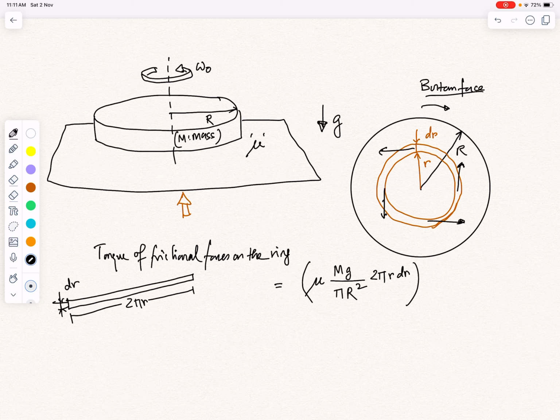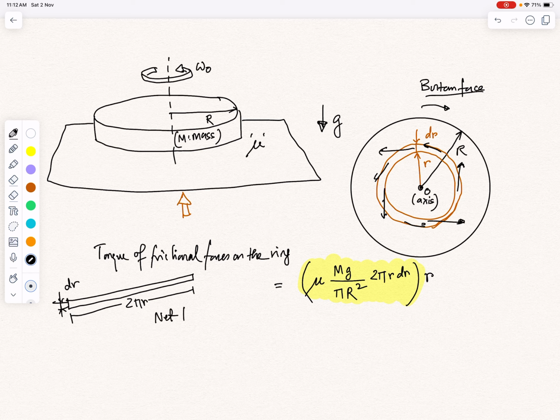See, obviously the net force will be 0 because it forms the circular line, right? But for the torque, the torques will add up. So this is the force, which is mu mg by pi R square times 2 pi r dr. This is force multiplied by r, distance from the axis O. This O is the axis. So that's the torque.